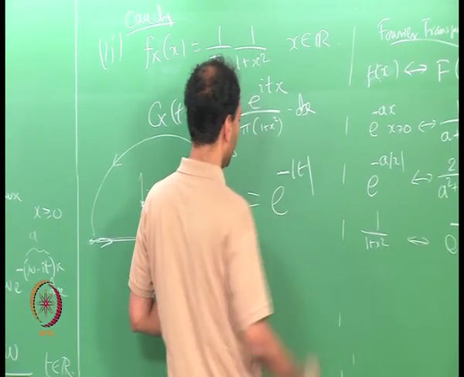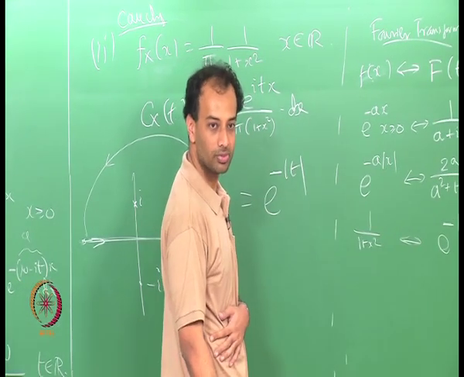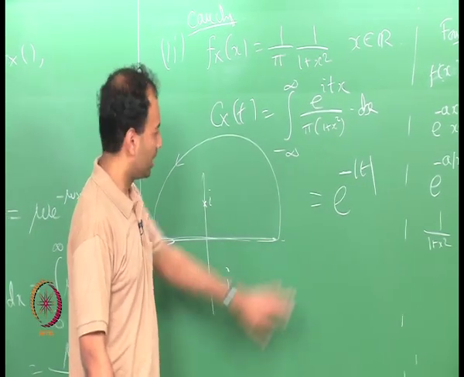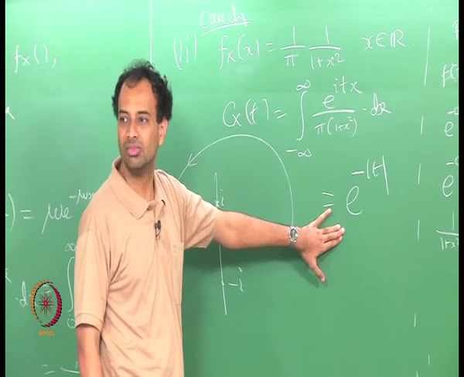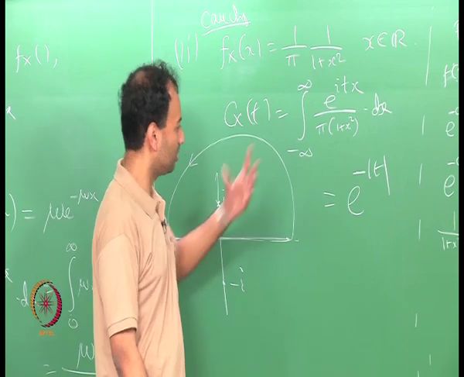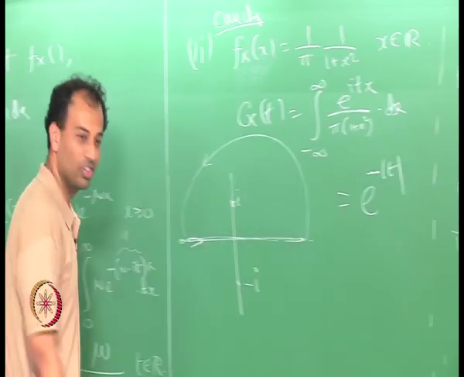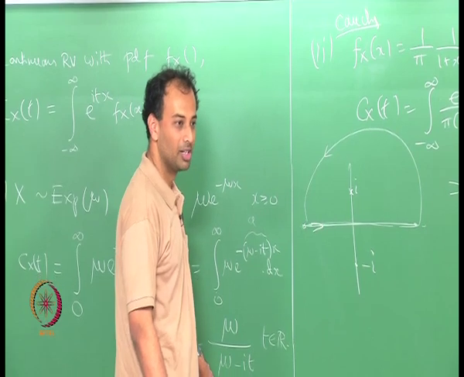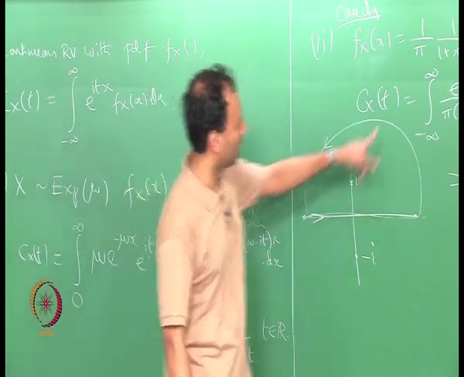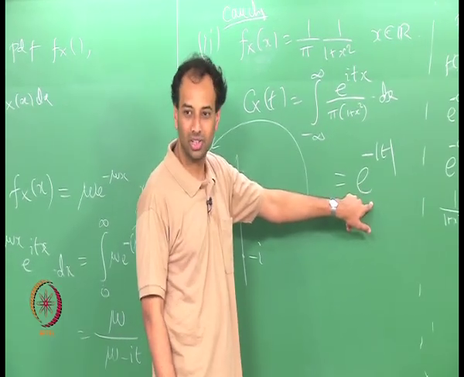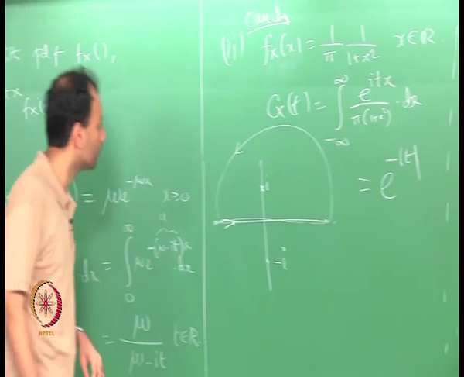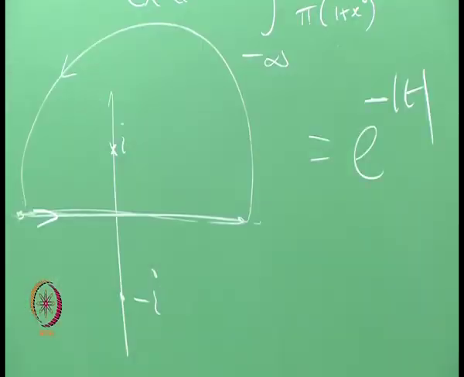I think you will get e power minus absolute t. You have to do it separately for t greater than 0 and t less than 0, and you will get this answer. Even here you have to do contour integration, but it so happens that you get this answer, which is harder to believe for you, and that is because you can no longer treat e power i t as a real number. So, is my point clear?